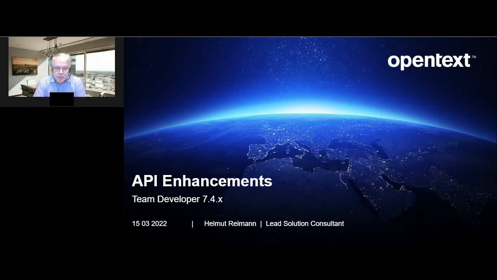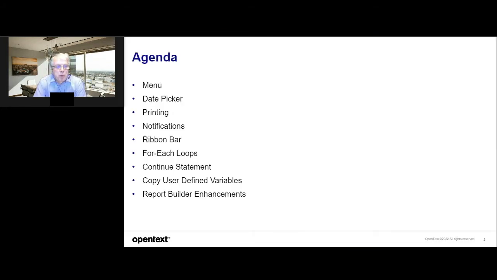So let's start with our API enhancements session today. At least I want to give you an overview about the new menu APIs, date picker, printing, notifications, ribbon bar, for each loops, continue statement, copy user-defined variables, and report builder enhancements. Let's start with our API enhancements for the menu.